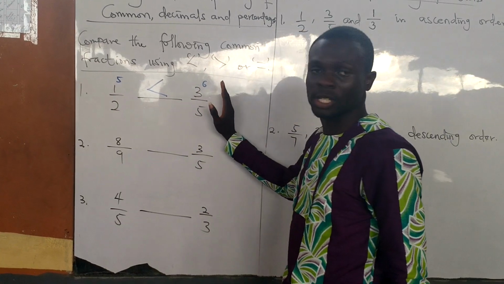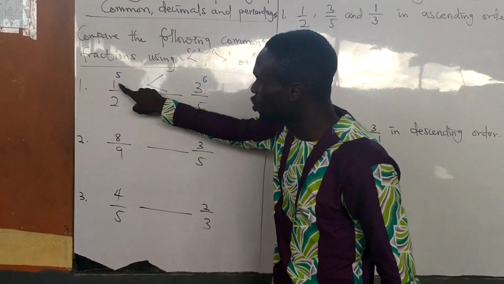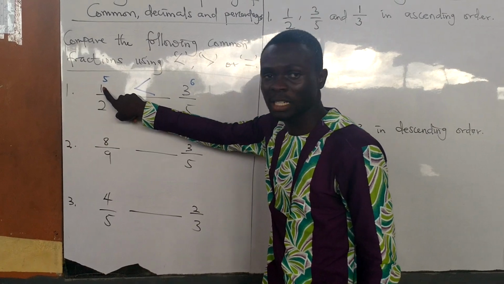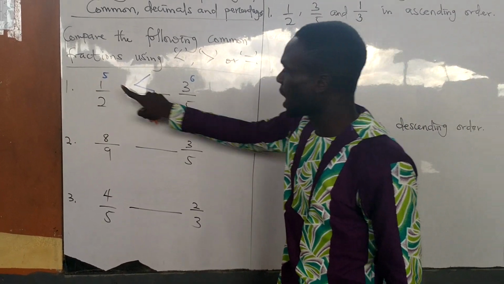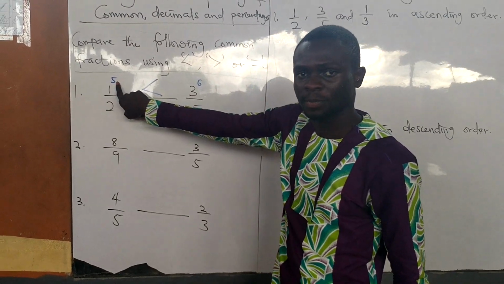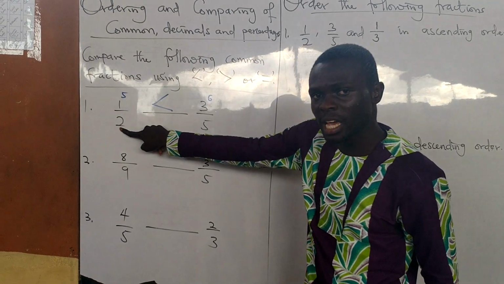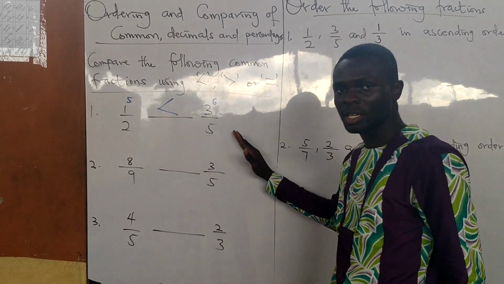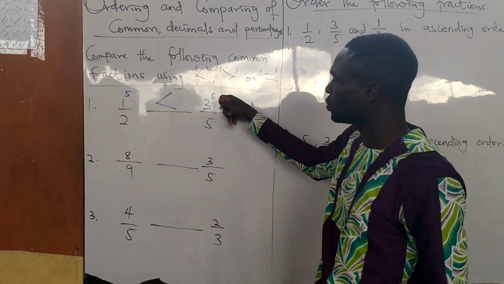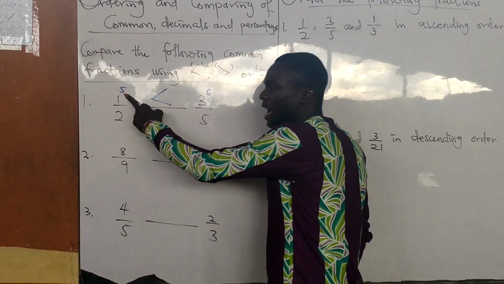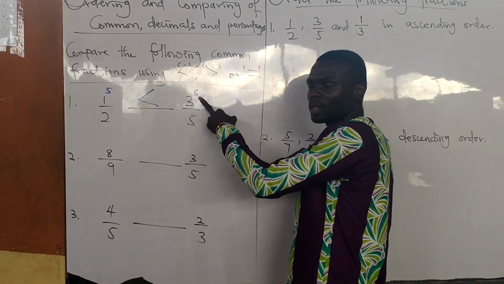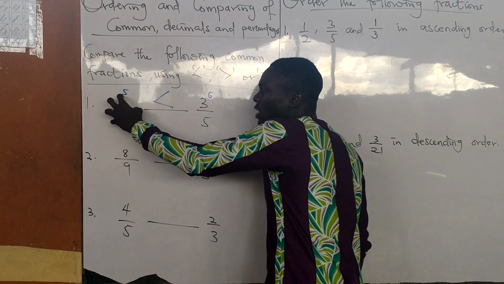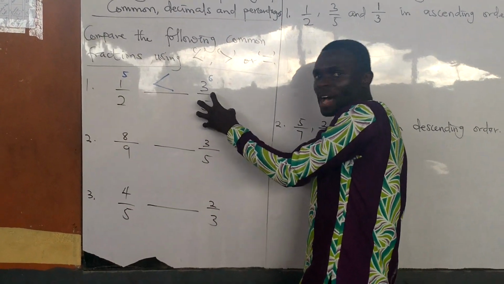To compare fractions, we use the numerator here to multiply the denominator. So this numerator 1 will multiply the denominator 5, and 1 times 5 is 5. So we record it up there. Then we use the denominator here to multiply the numerator, which means we are doing cross multiplication. So if this 2 multiplies the 3, we get 6. So we compare using the 5 that we have here and the 6. Now 5 is less than 6. Because 5 is less than 6, it means 1 over 2 is less than 3 over 5.